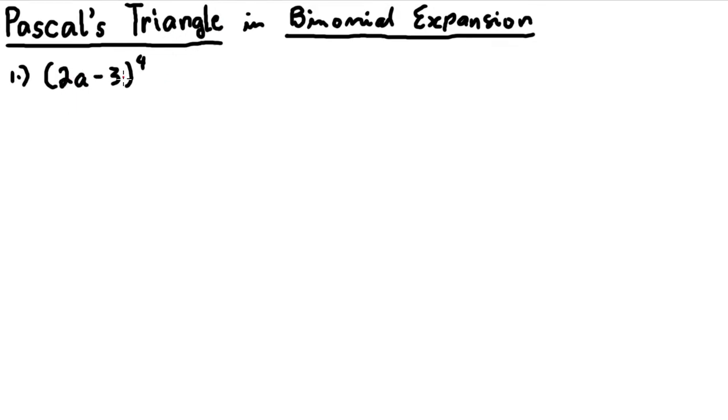We have 2a minus 3, and notice we have a subtraction rather than our usual addition, all raised to 4. So let's take a look at this example. First up, we have 4 as our degree. So we're going to take a look at the Pascal's triangle in the fourth row.